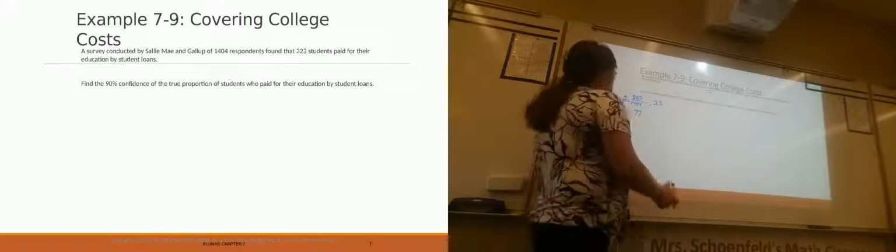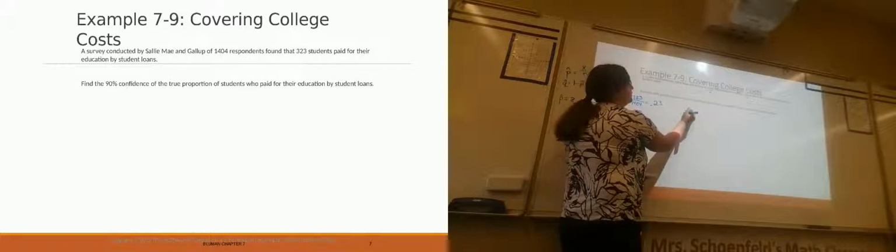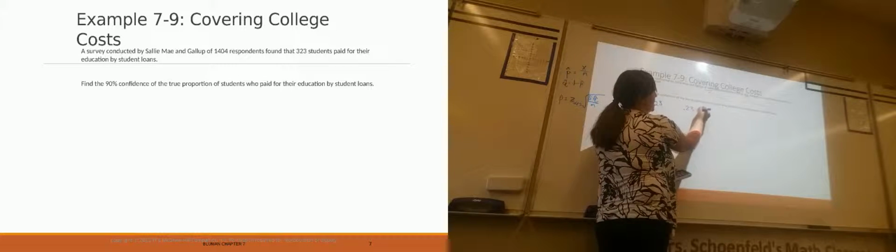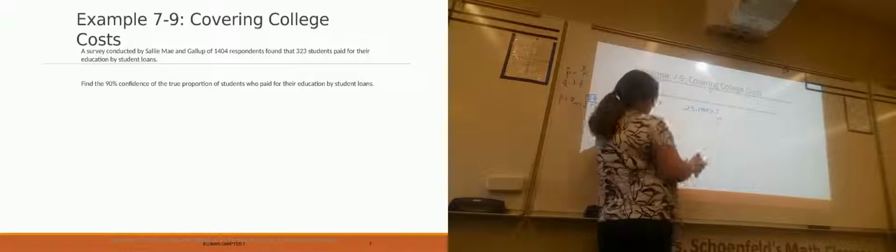I need to check, is my P hat times my N greater than 5? So is 0.23 times 1404 greater than or equal to 5?